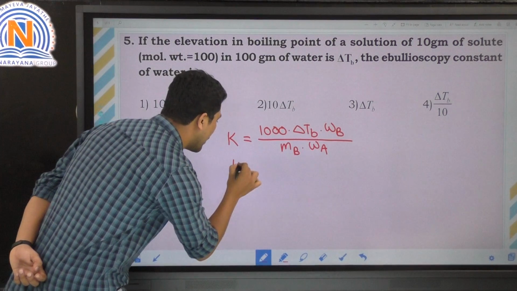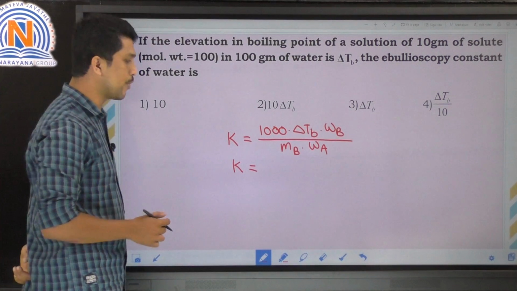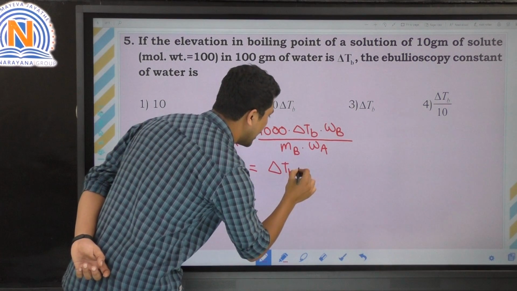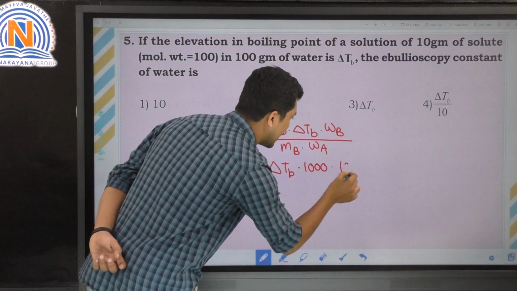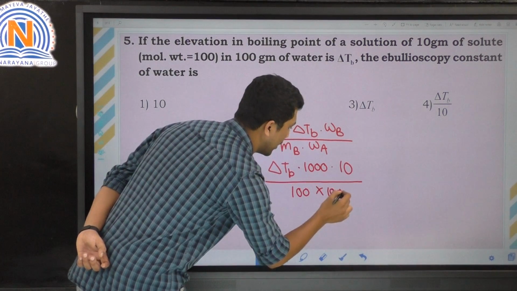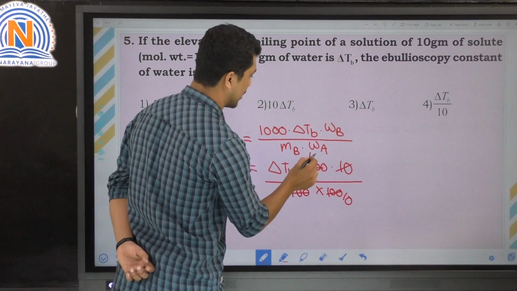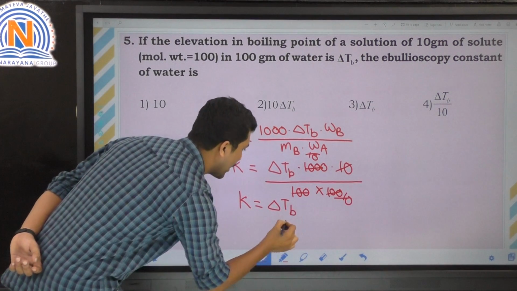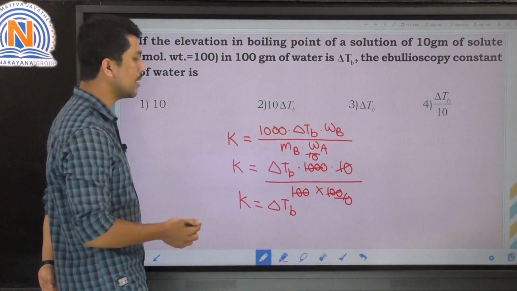Then K, that is the ebullioscopic constant, equals delta TB into 1000 into 10 whole by 100 into 100, right? So the 10 tens cancel, then K equals delta TB. So the ebullioscopic constant is equal to the elevation of boiling point. So the correct option is the third option.